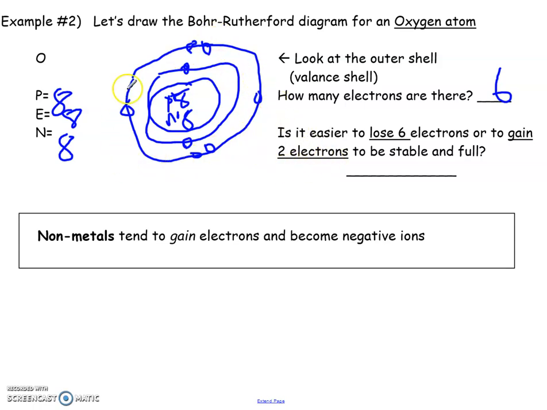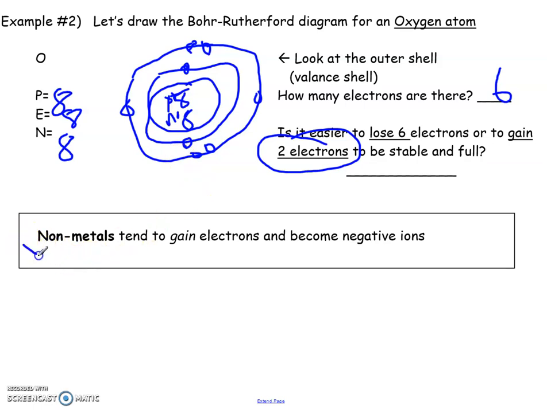Remember, the maximum we can fit here is 8. The one that takes up the lower amount of energy is always the one that will be completed. So it's easier to gain 2 than it is to lose all of the 6 electrons here. What ends up happening is it will gain 2. That's exactly what will happen. So it will become a charge of -2.